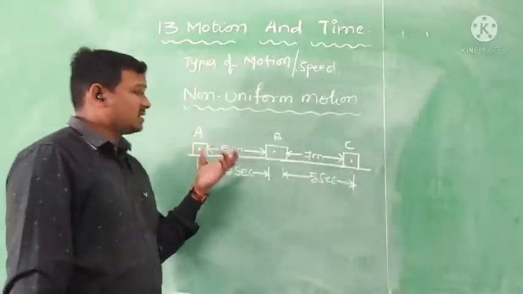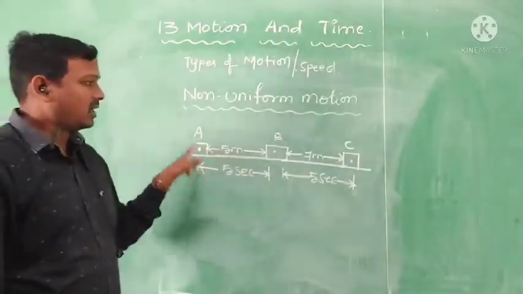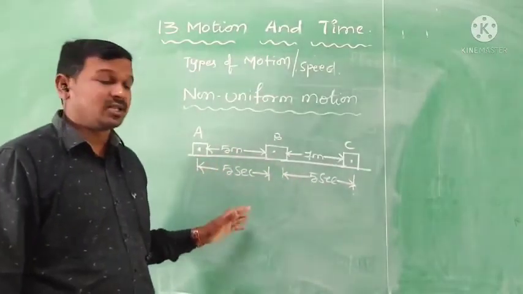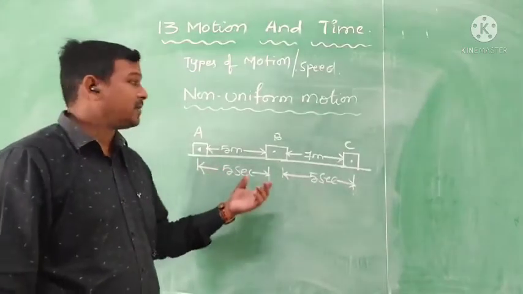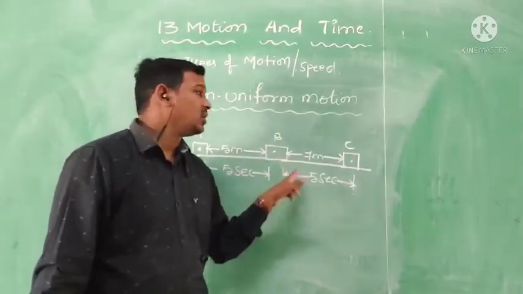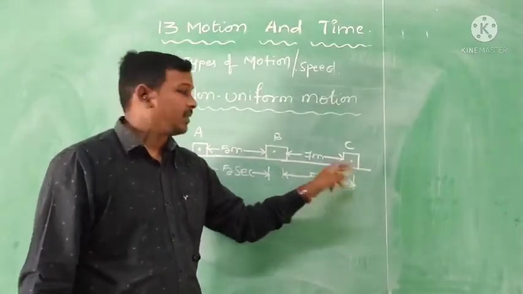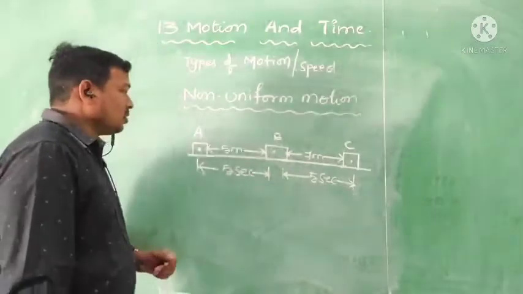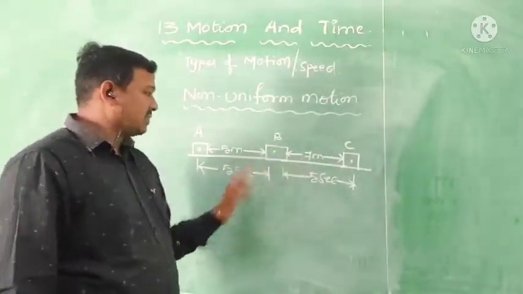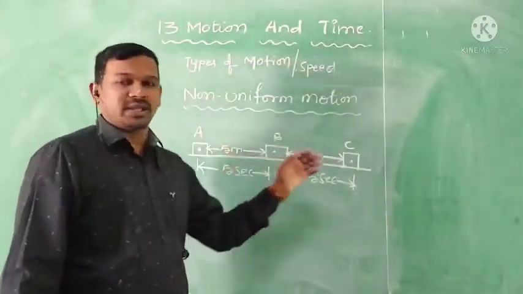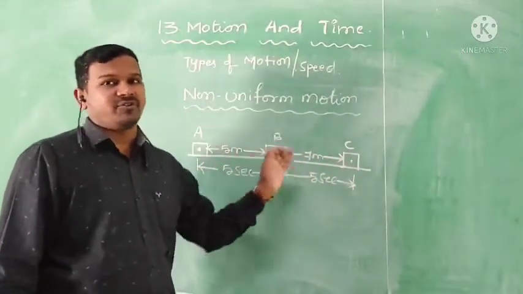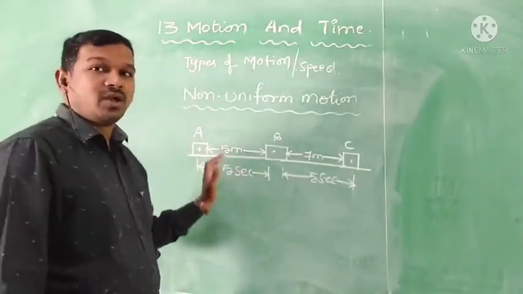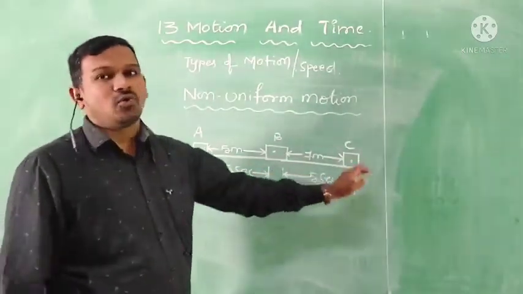Now the person who started from point A reaches point B, he covered the distance of 5 meters. For covering that distance, he took 5 seconds of time. Now from B he started and reached point C. For that he took the time of 5 seconds. So is he covering the same distance in the same time? No, he is not covering the same distance in the same time. He is covering different distances in the same time.